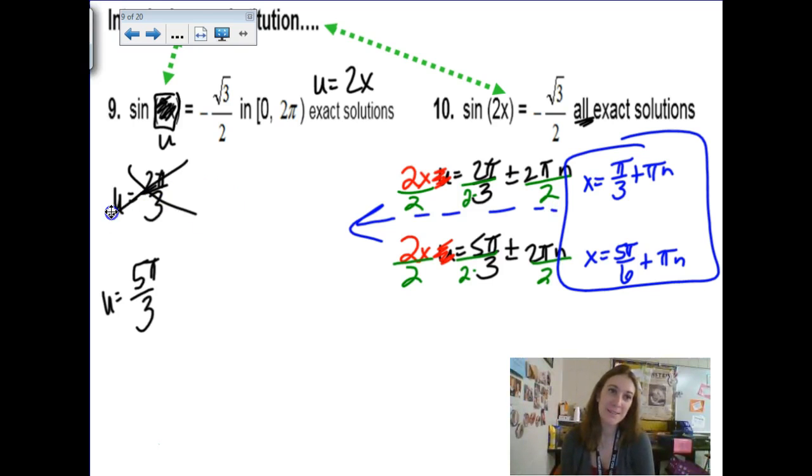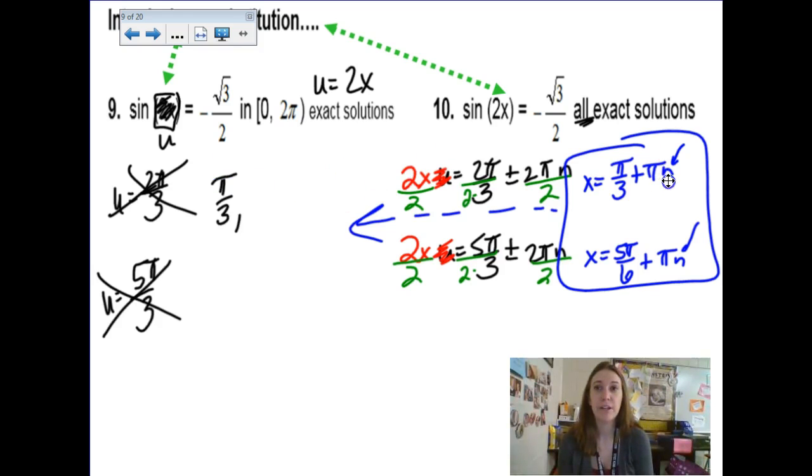You actually have to find the all solutions one first, and then come back to this guy, because I actually don't want this. If they just want all your answers between 0 and 2 pi, what you're going to do now is start plugging in integers for n until you reach the end of your domain, which is 2 pi. So, pi over 3, good answer. If I plug in a 1 for n, pi over 3 plus pi would be 1 pi over 3 plus 3 pi over 3, that's 4 pi over 3.